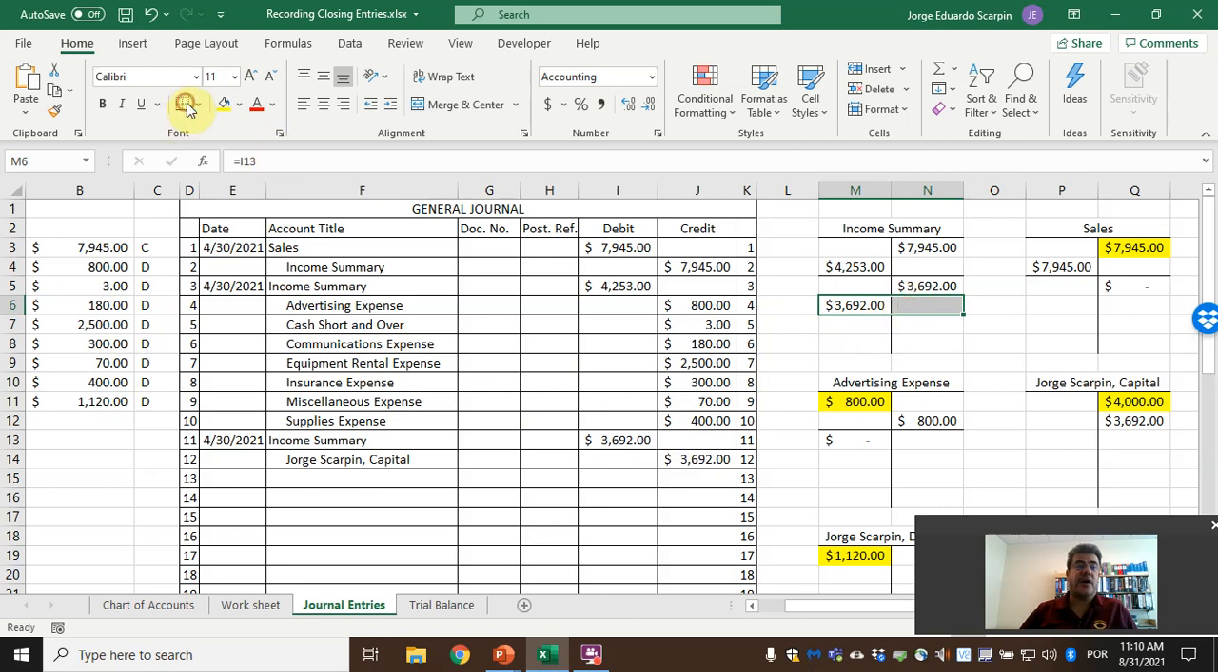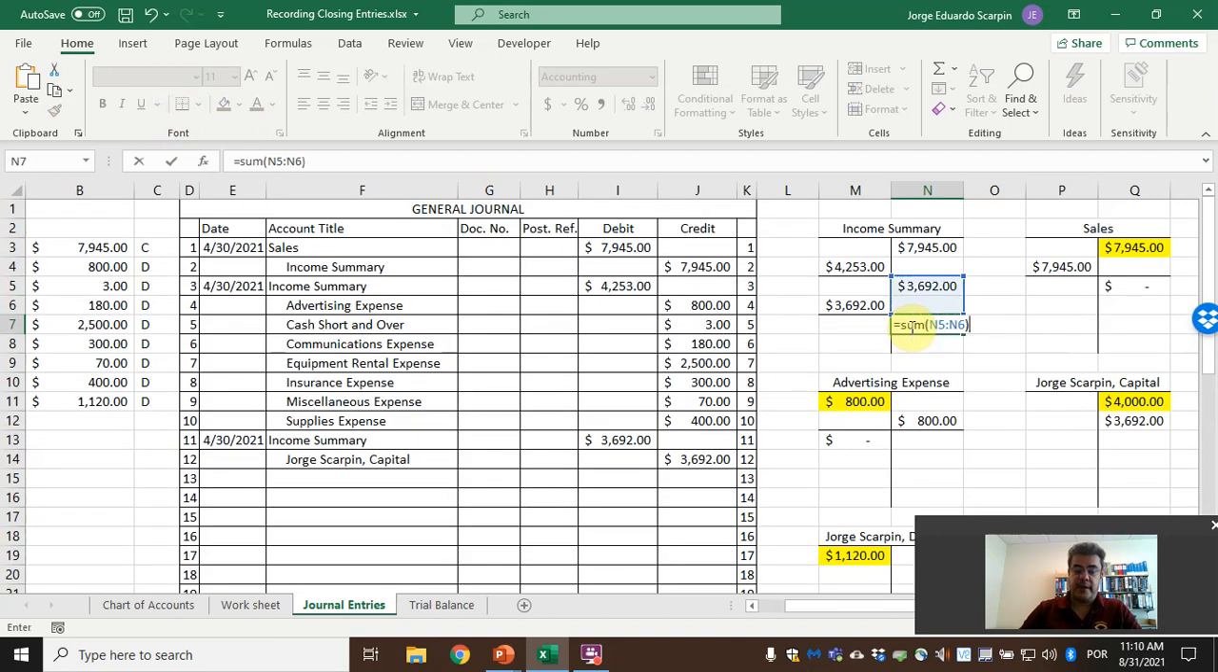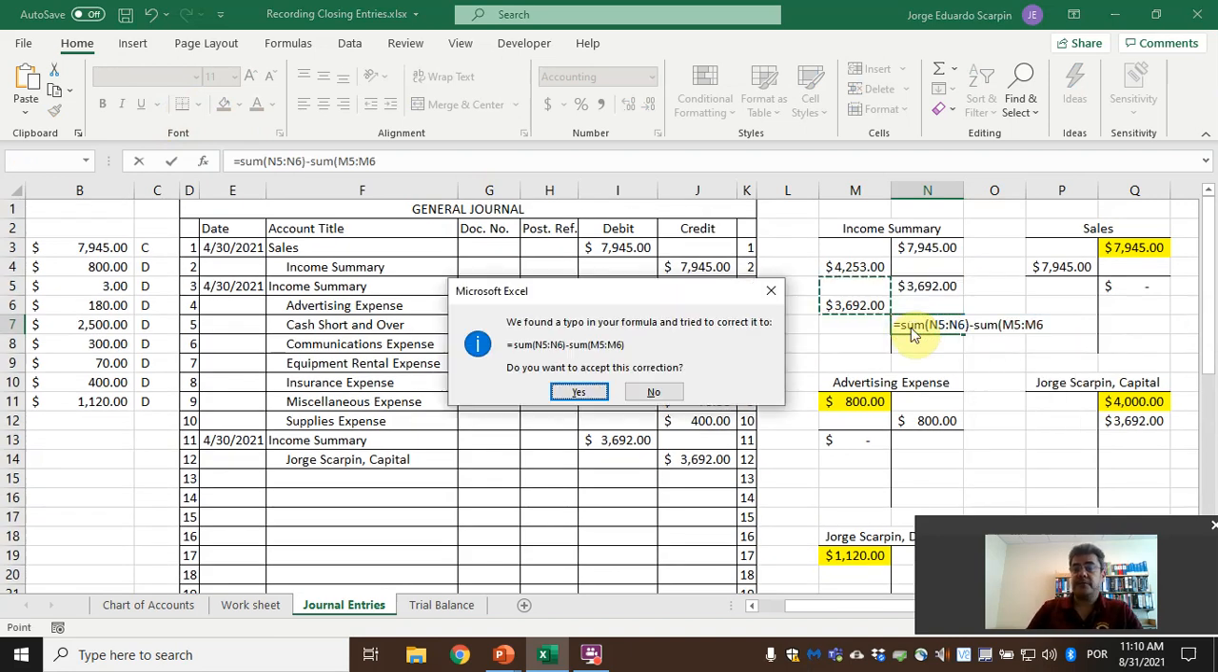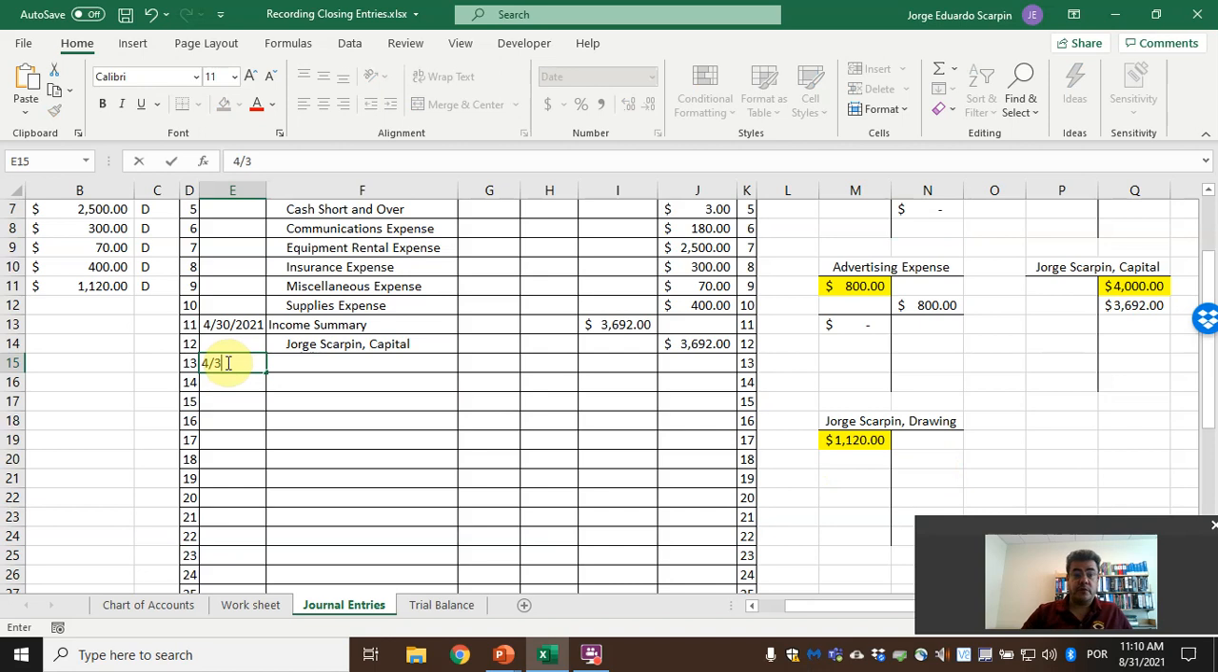Now this one is closed. So equal sum of credits less sum of debits. Now it's closed. We are good. However, drawing is not closed. So April 30th again. Now we need a credit to close it. So Jorge Scarpin drawing. We need a credit, 1,120. What is our debit? Jorge Scarpin Capital. It is the same 1,120.